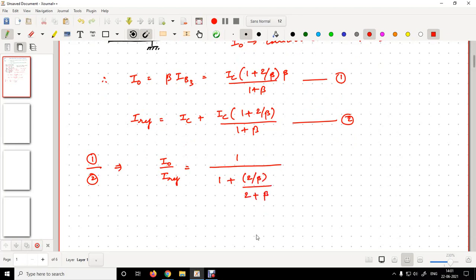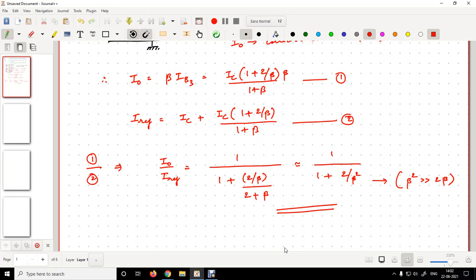You can sit and solve this, and you will get this. If you take beta to the denominator, you will get 2 beta plus beta square. Beta square is obviously much greater than 2 beta. So this entire thing can be approximated as 1 by 1 plus 2 by beta square. Here beta square is much greater than 2 beta. So this is the current transfer ratio of a Wilson current mirror.